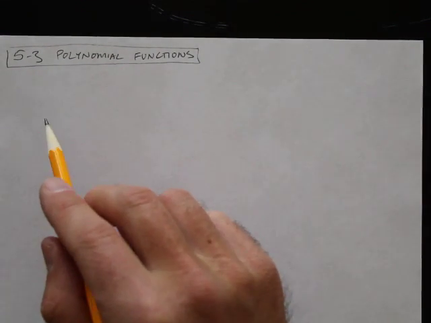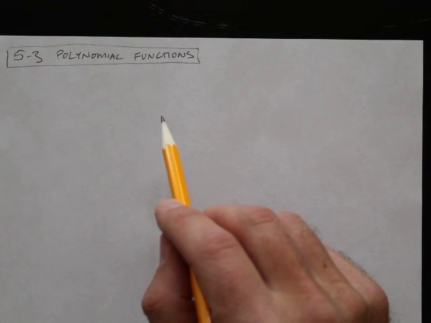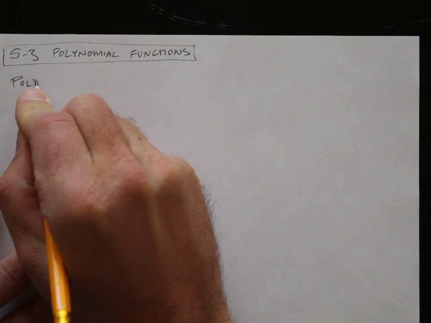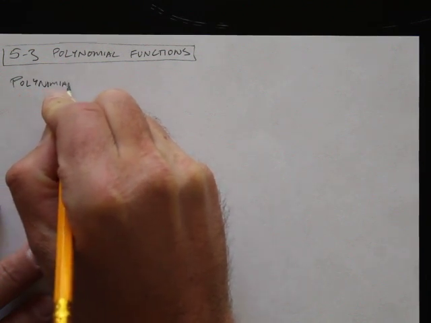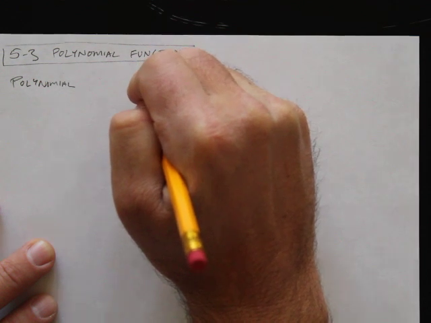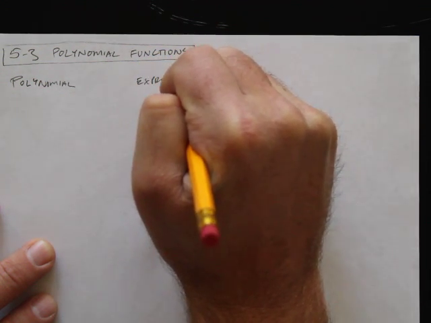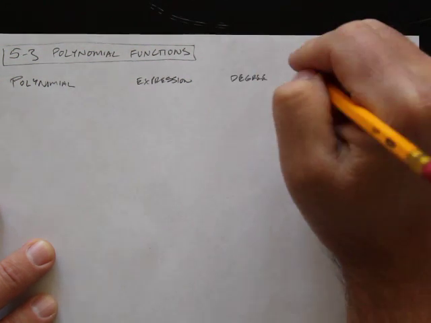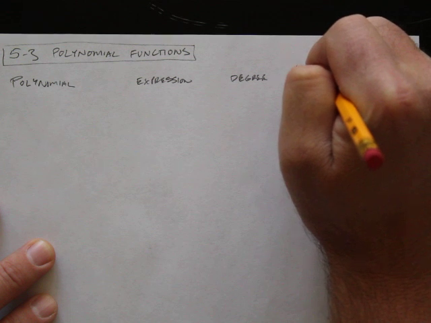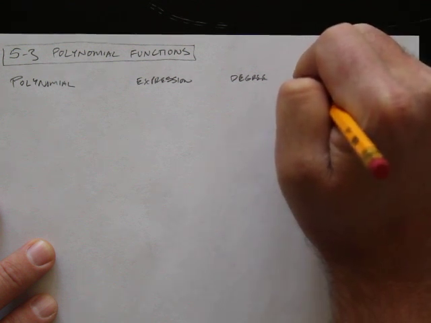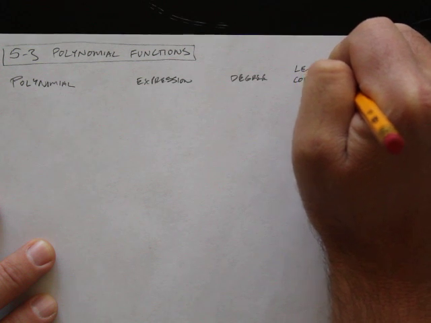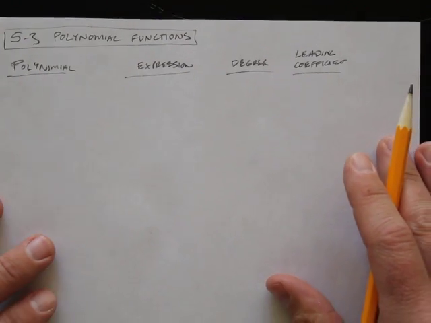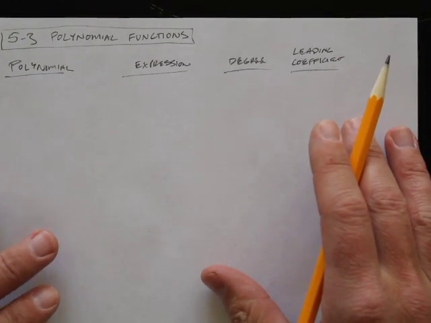So we're going to draw a little chart here, and then we're going to do some examples. So we got a polynomial, an expression, degree, and leading coefficient. And so we'll see how much explaining I need to do, but as we fill this chart out, hopefully these definitions are going to kind of become clear.